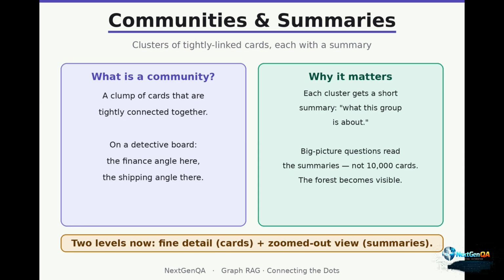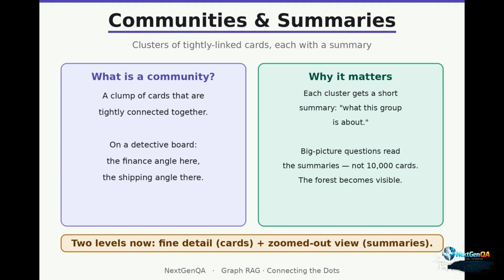Communities and summaries. Now, a real knowledge graph can have thousands of cards and strings. Staring at the whole wall at once is overwhelming for us and for the AI. So, we do one more smart thing during indexing. We find communities. A community is simply a cluster of cards that are tightly connected to each other. On a detective board, you would naturally see clumps: all the cards about the finance angle bunched together over here, all the cards about the shipping angle bunched together over there.